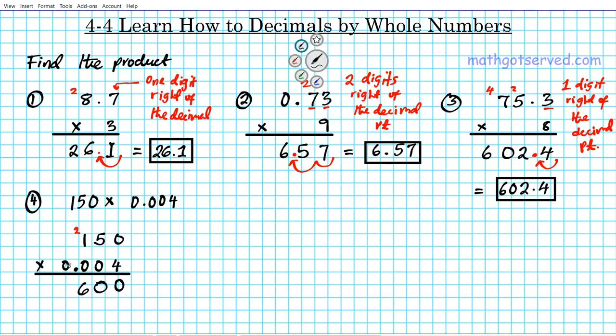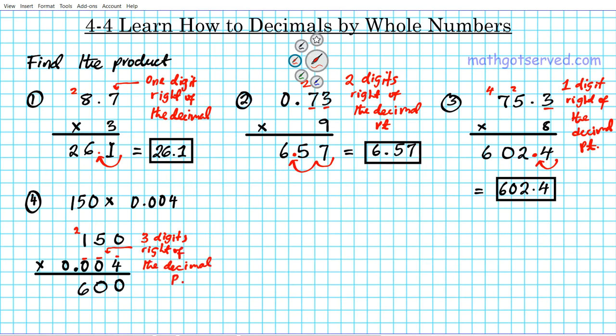Okay, so how many digits to the right of the decimal point? We have 1, 2, 3. 3 digits to the right of the decimal point, or you have to move the decimal point 3 places to the right in order to eliminate the decimal point from the factors. All right, so let's see here. We have 3 digits to the right of the decimal point.